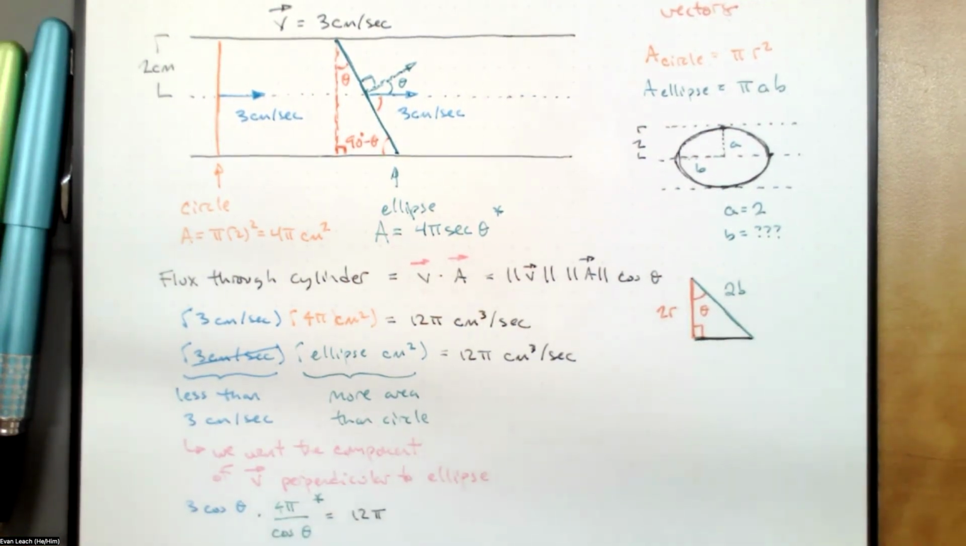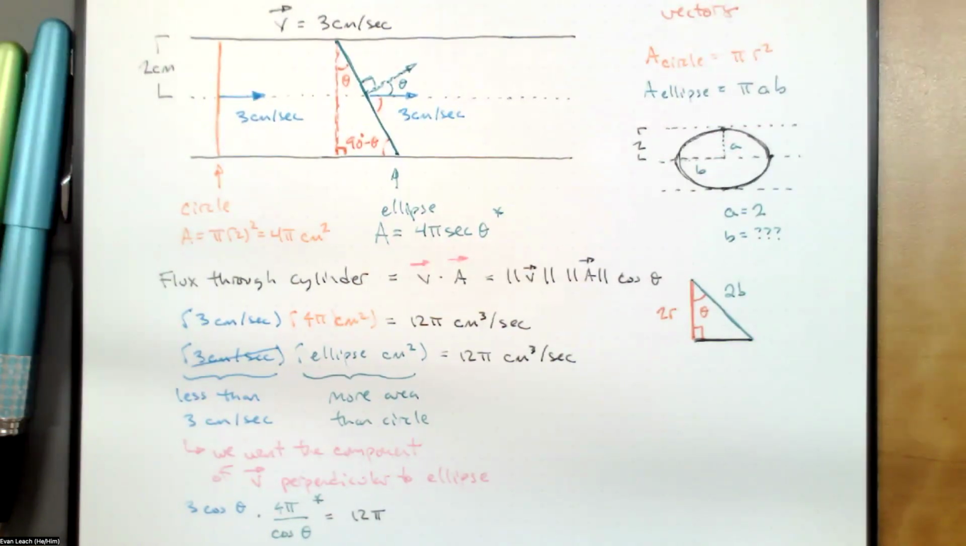This is just the origin story for the 4 pi secant of theta.